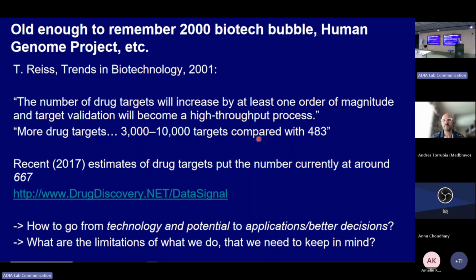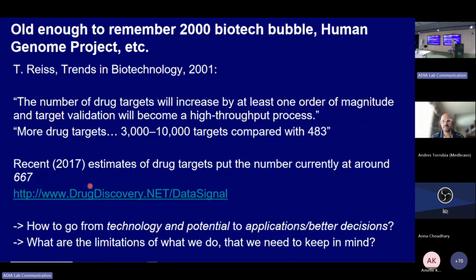So these were some of the expectations the year after. The number of drug targets will increase by at least 1 order of magnitude. Target validation will become a throughput process. There will be more drug targets, 3,000 or 10,000, compared with, at the time, 483. Well, it didn't quite happen.